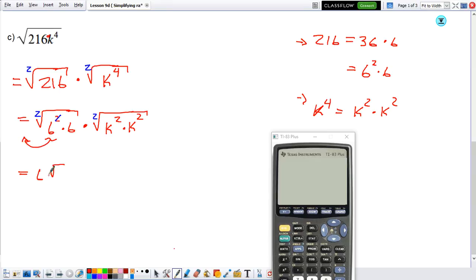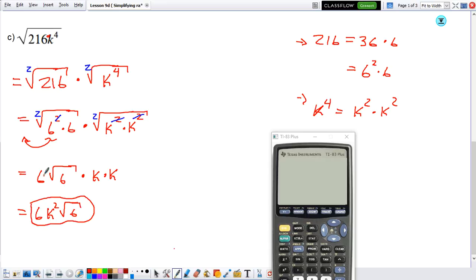So again, the 6 goes out, so we have 6 square root of 6 times, what do you notice about here? This exponent cancels out because that's 2. This exponent cancels out because it matches your root. So we have essentially times k times k. And now we multiply the outside. So we have 6k to the second square root of 6.